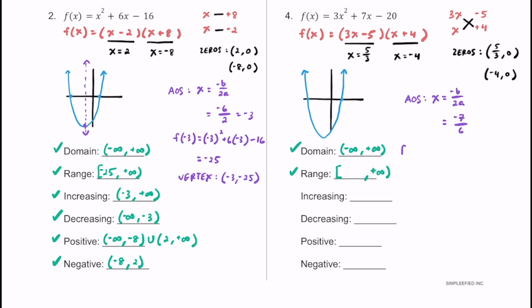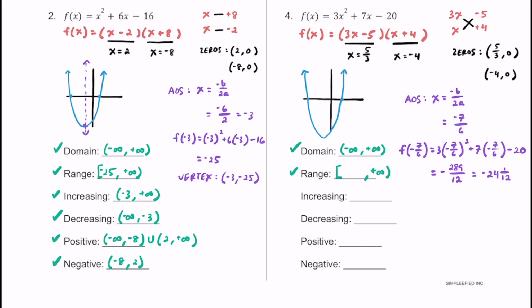All right, so now that we know the axis of symmetry, we can go ahead and figure out the lowest point here. So f of negative 7/6. That's the x value. Let's figure out the y value now. That's going to be 3 multiplied by this negative 7/6 squared, plus 7 multiplied by negative 7/6, and then minus 20. Feel free to do out that work and figure that number out, but I'm going to tell you that it's going to equal negative 289 over 12, which you can also write as a mixed number, negative 24 and 1/12.